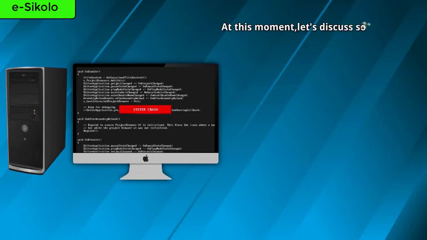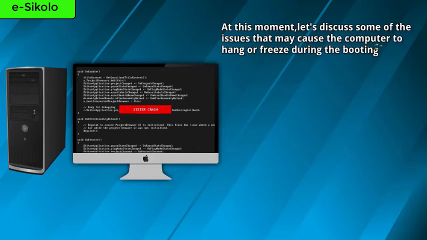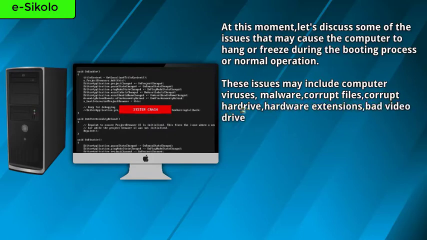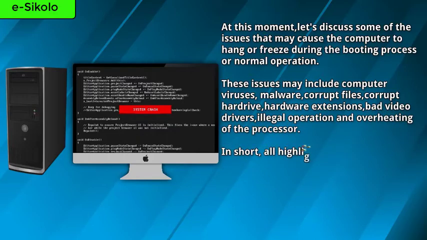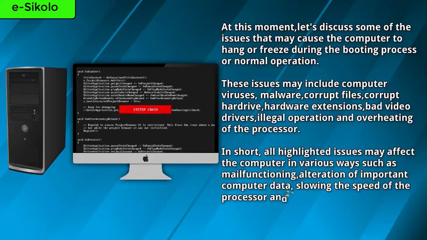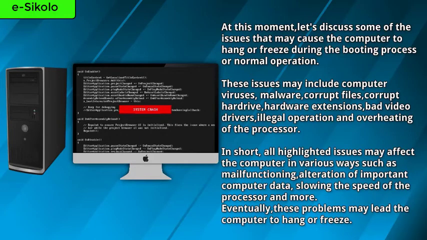At this moment, let's discuss some of the issues that may cause the computer to hang or freeze during the booting process or normal operation. These issues may include computer viruses, malware, corrupt files, corrupt hard drive, hardware extensions, bad video drivers, illegal operation, and overheating of the processor. In short, all highlighted issues may affect the computer in various ways, such as malfunctioning, alteration of important computer data, slowing the speed of the processor, and more. Eventually, these problems may lead the computer to hang or freeze.